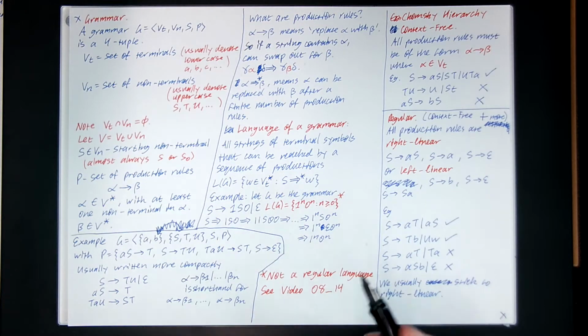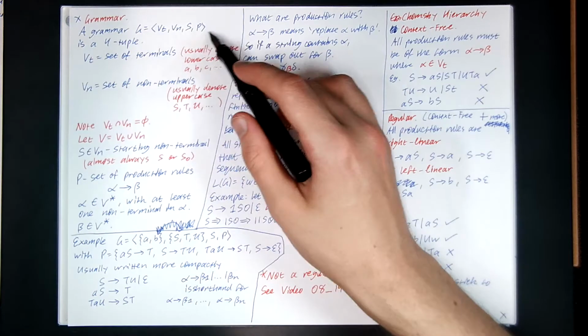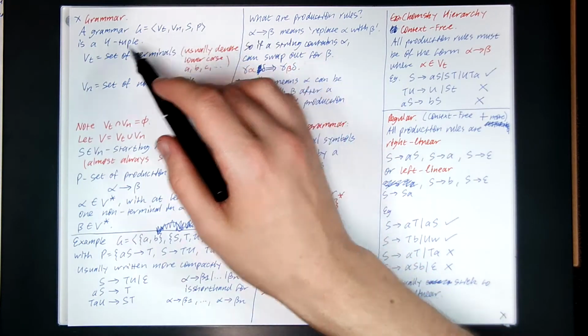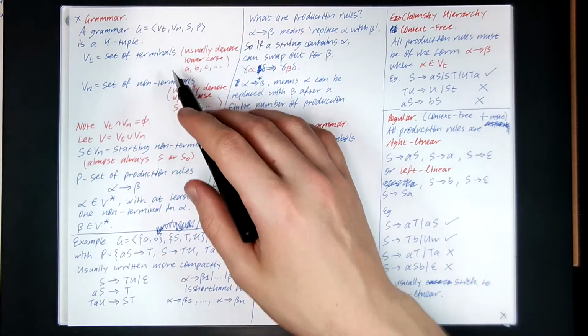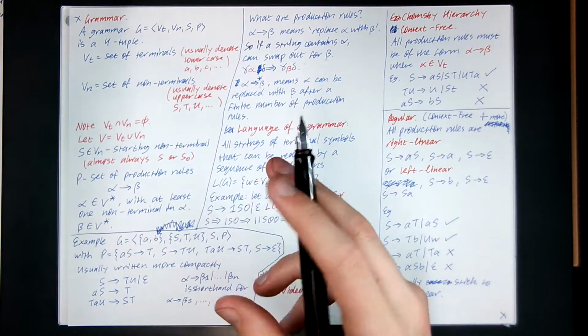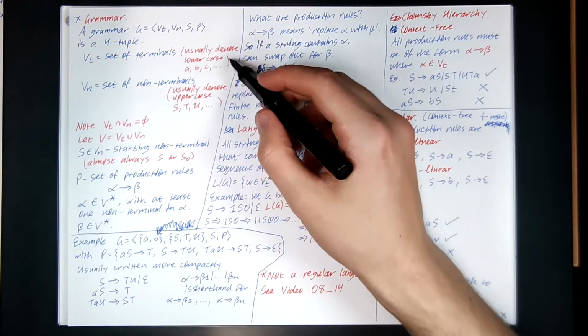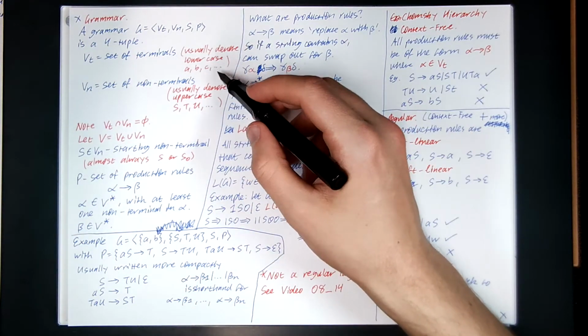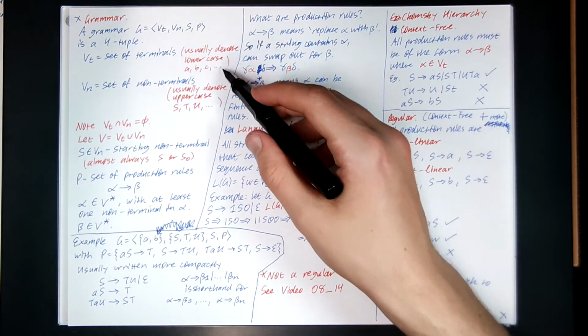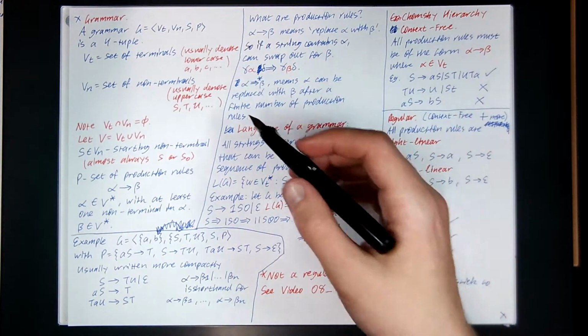So first off, what is a grammar? A grammar is a four-tuple of four things: V_T, V_N, S, and P. V_T is a set of terminal symbols. These are the things that can't be replaced by something else. They're like the output symbols, if you like. We usually denote them by lowercase letters, a, b, c. There can sometimes be additional symbols or punctuation. It doesn't matter, but usually lowercase letters.